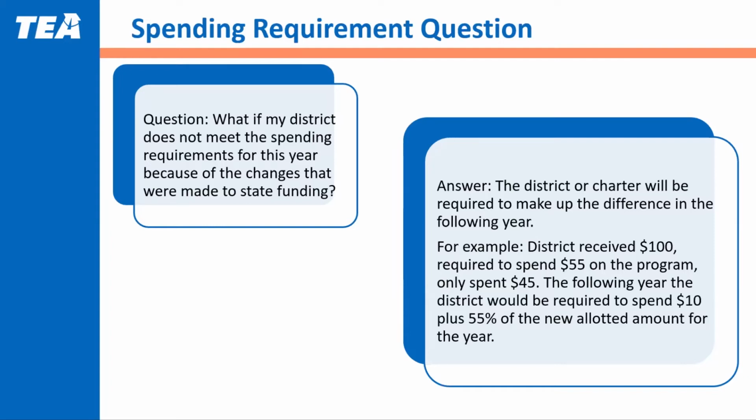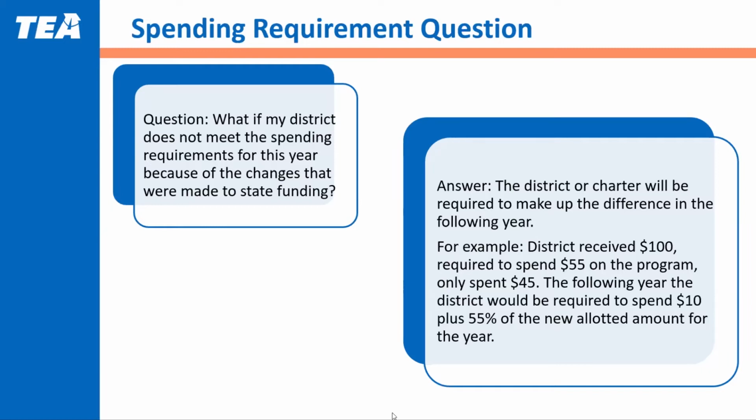And then also in HB3, it did provide the agency, whenever we're reviewing you for compliance, a 3-year averaging, so that we can look at that over a 3-year period. And that way, some of these ebbs and flows that are happening, especially with the changes with HB3, we'll be able to take those into consideration.